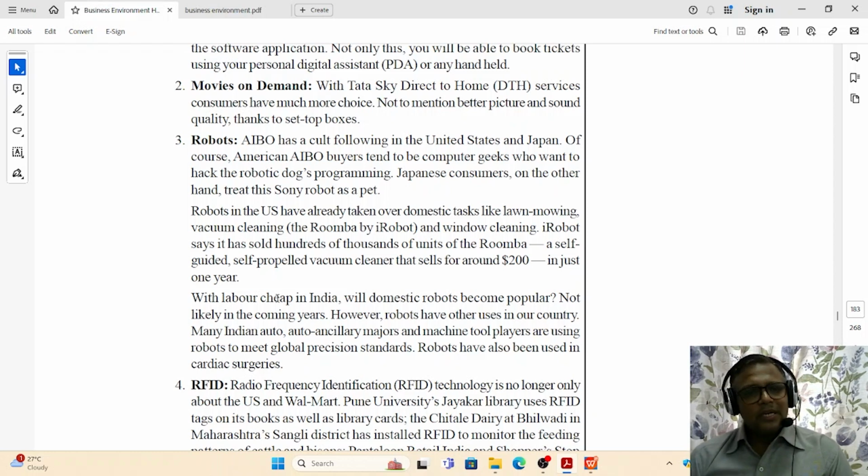With cheap labor in India, domestic robots becoming popular is not likely in the coming years. However, robots have other uses. Many Indian ancillary majors and major technical players are using robots to meet global precision standards, and robots have also been used in cardiac surgeries.